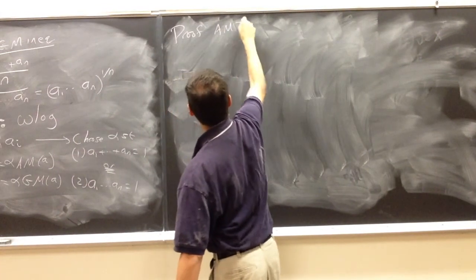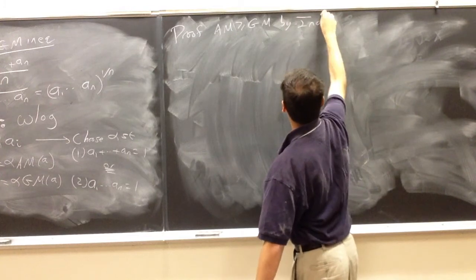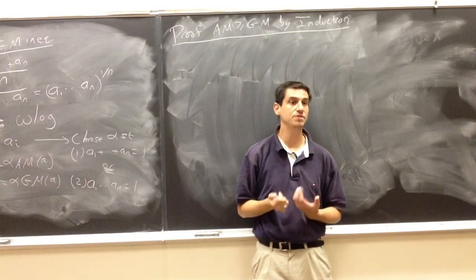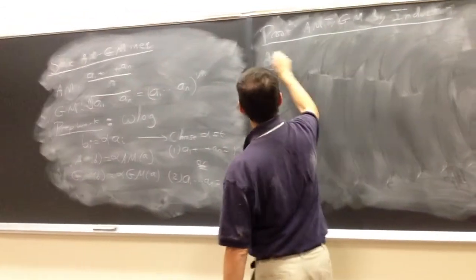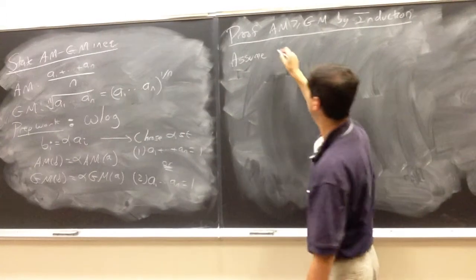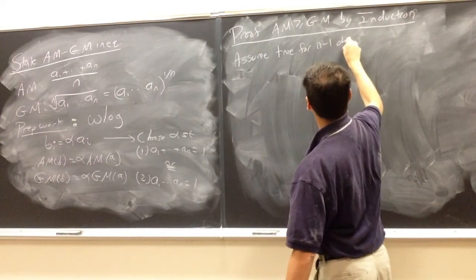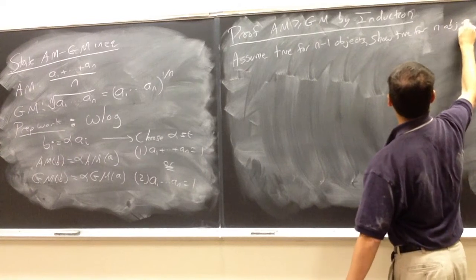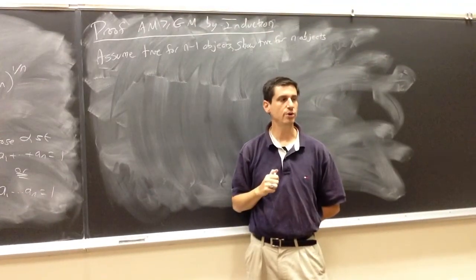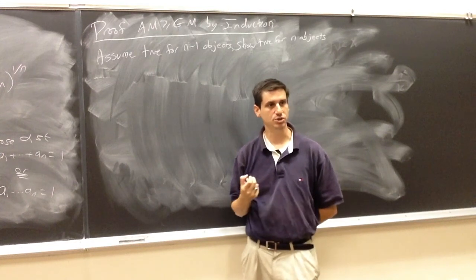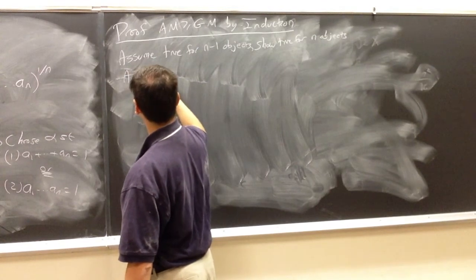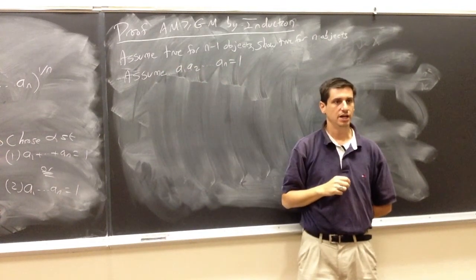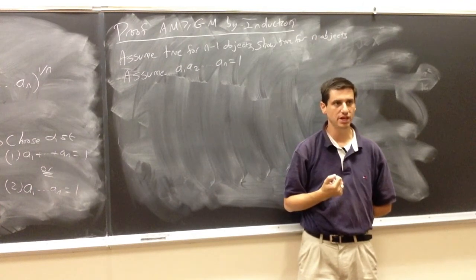Proof that arithmetic mean is greater than or equal to geometric mean by induction. All right, so we've already assumed we've done the base case n equals 1, and we've done the case n equals 2. So now we assume, just so I use the same notation in my notes, assume true for n minus 1 objects, show true for n objects. And what I can do now is I can assume that the product of my n terms is equal to 1. So assume a1, a2, dot, dot, dot, an equals 1. Now I can use the arithmetic mean, geometric mean on n minus 1 objects.